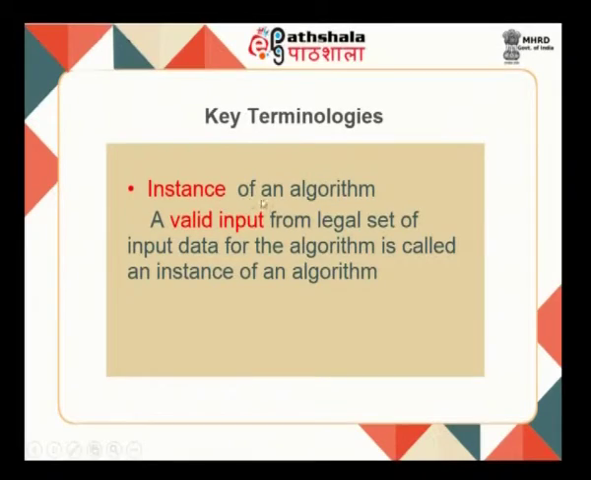Let us refresh some of the basic terminologies we have used. Number one is instance of an algorithm. Recollect from module 1 that any valid input from the legal set of domain is called an instance. For example, if I am going to write a program for sorting, any valid integers can be called an instance of the given sorting problem.